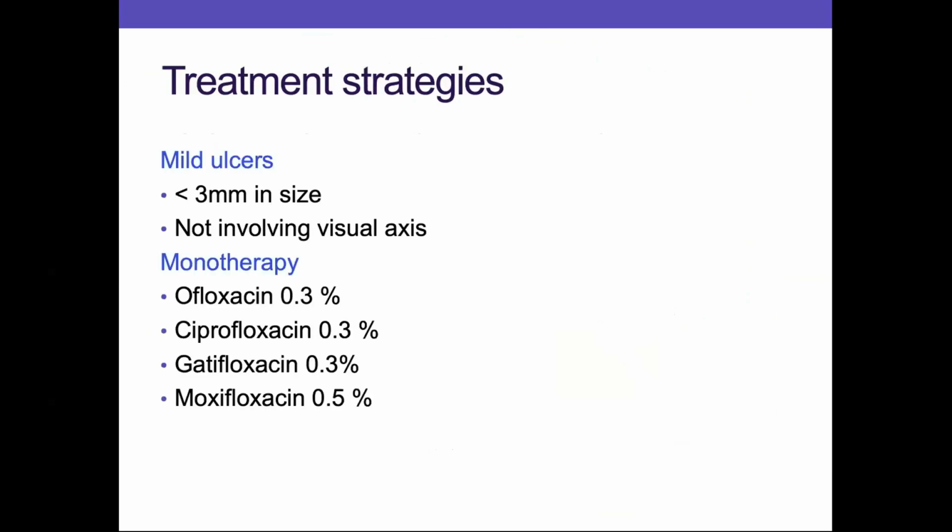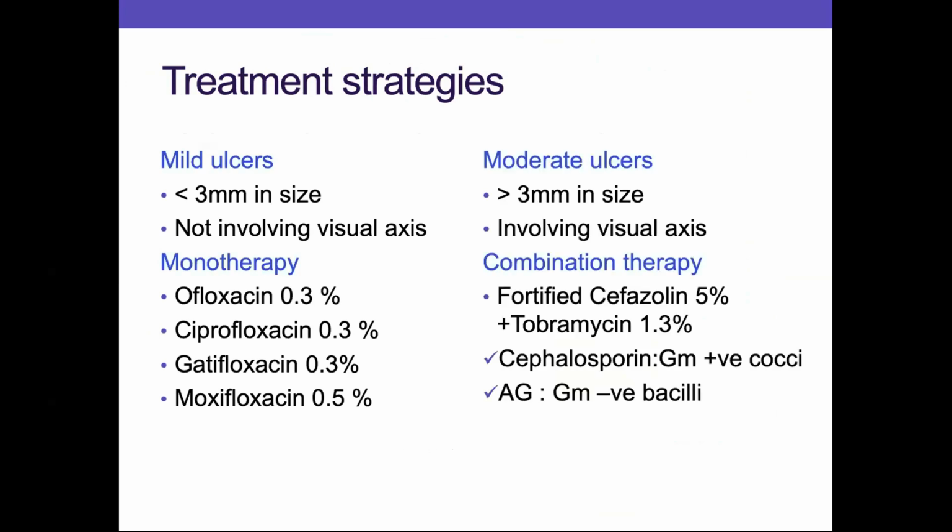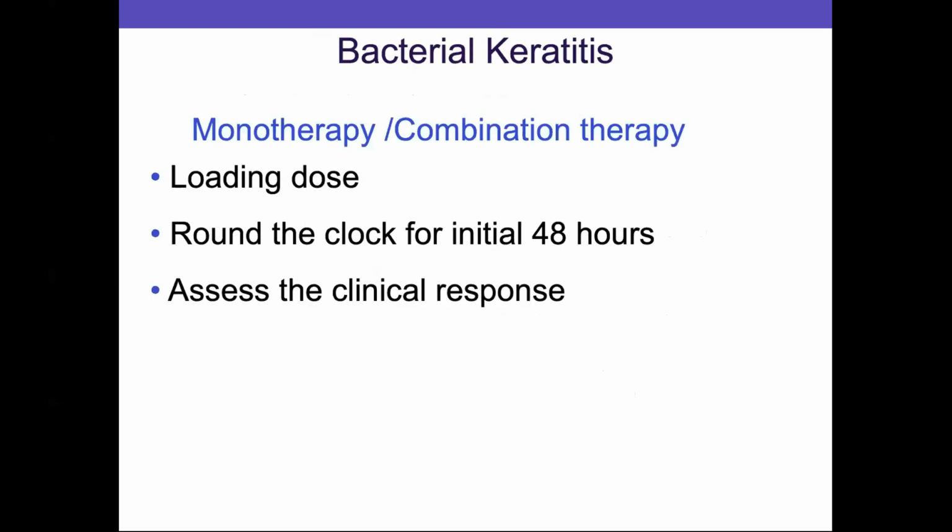For the treatment strategies, like I told you, it is important to categorize these ulcers. If they are mild, less than 3 millimeters in size, not involving the visual axis, you will start monotherapy in the form of gatifloxacin or moxifloxacin. But if they are moderate ulcers, more than 3 millimeters in size, involving the visual axis, you would start combination therapy so that you cover for both the gram-positive cocci and the gram-negative bacilli, so cefazolin 5% with tobramycin 1.3%. A loading dose is given in the initial 48 hours, even if the patient wakes up throughout the night. So it is given as an hourly dose, and you assess the clinical response after 48 hours.